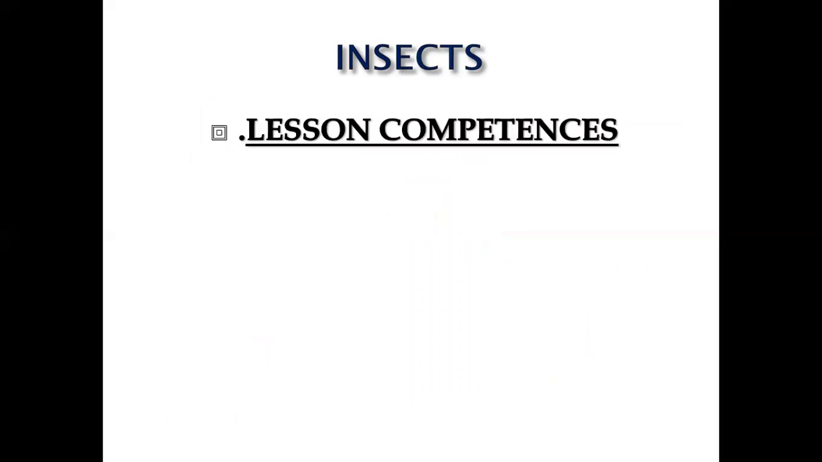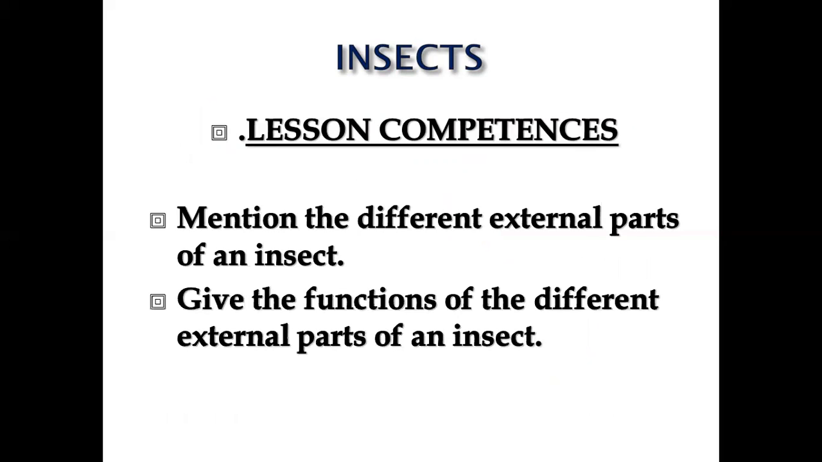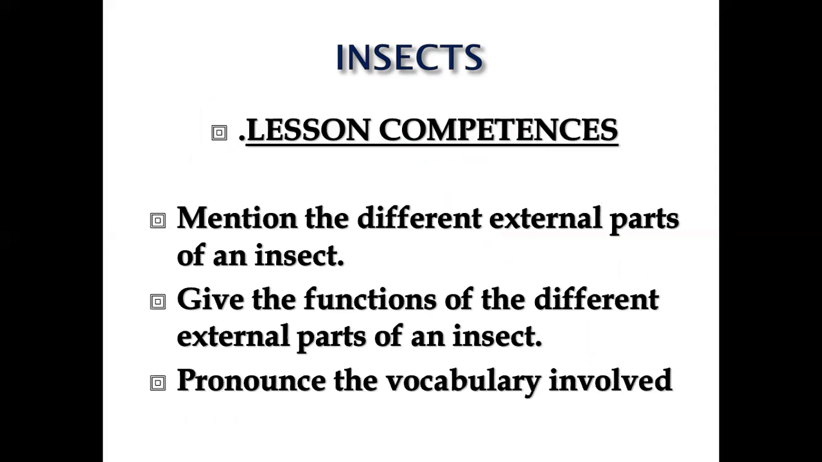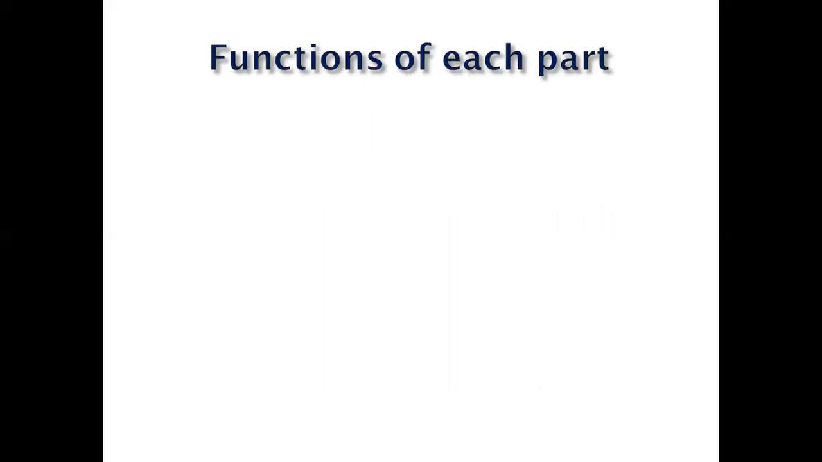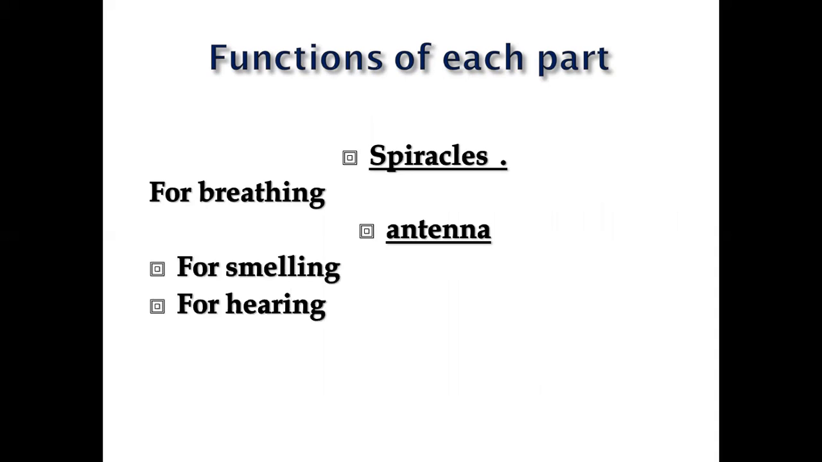At the level of P3, you must be able to mention the different external parts of an insect, the function of the different parts of an insect, and, most importantly, be able to pronounce the different vocabulary involved during this lesson. Let us look at some of the functions of the parts. The spiracles are used for breathing. The antenna, when it is one, it's called antenna. When there are many, we shall see. But it can be used for smelling, even for hearing.